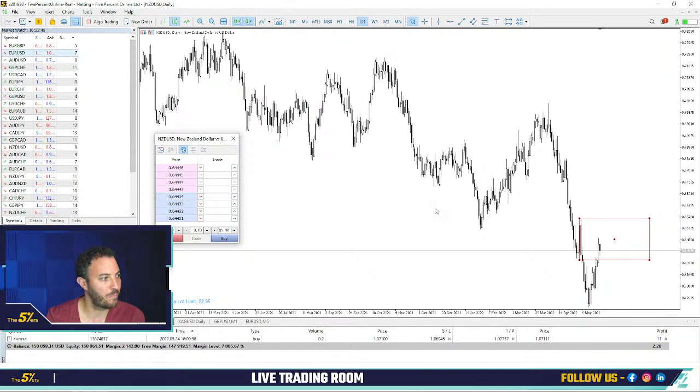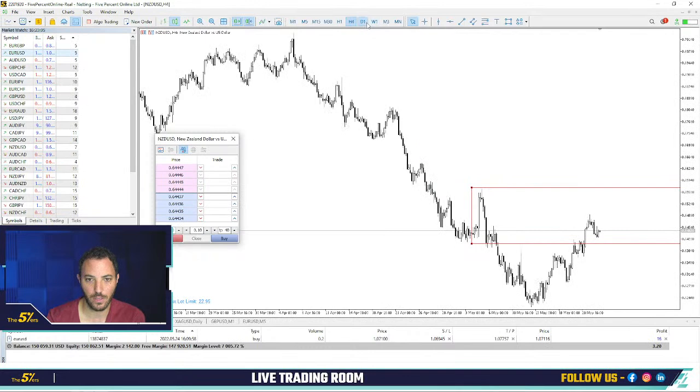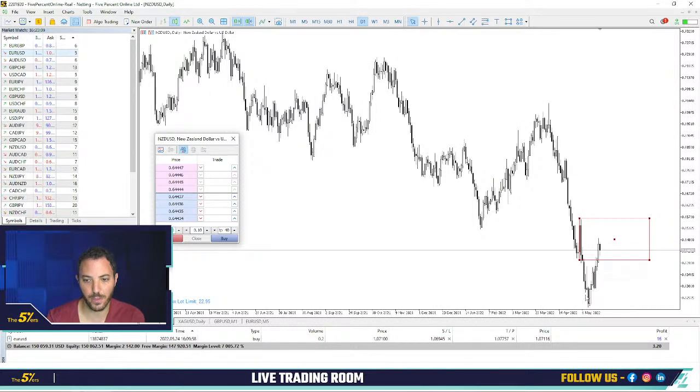Tomorrow there's interest rates on New Zealand, so expected to raise to 2%. So that might be one of the reasons why the Kiwi has been strengthening. Here, however, on the dailies it starts to be a little bit overextended. So I would expect a little bit of movement down before it continues higher.